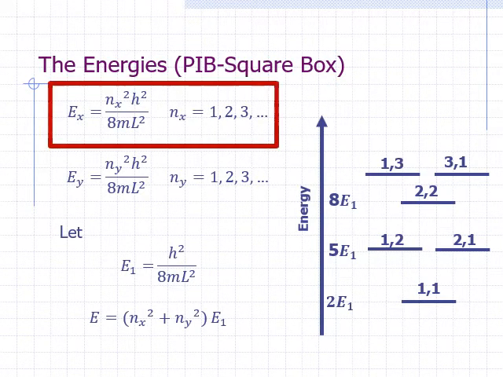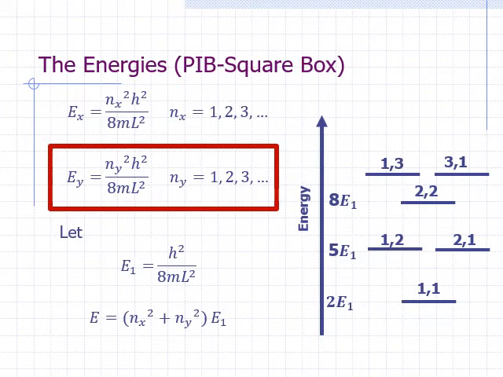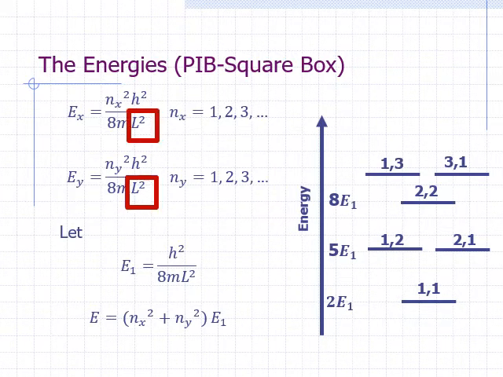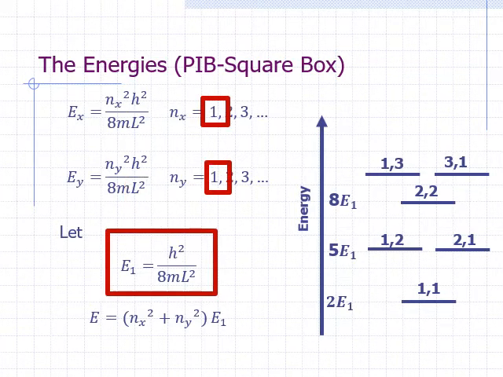E sub x is n sub x squared times h squared over 8mL squared, and E sub y is n sub y squared times h squared over 8mL squared. Note that L1 and L2 are equal for a square, and we can just use the same symbol for both. In this case, we just represent both by L. The lowest possible value for both E sub x and E sub y will be the same. When n sub x is equal to 1 or n sub y equals 1, then E sub x or E sub y will just be h squared over 8mL squared. Let's just call this E sub 1.